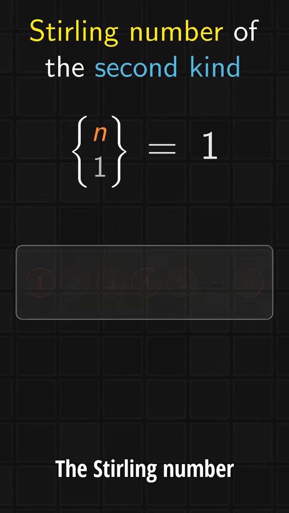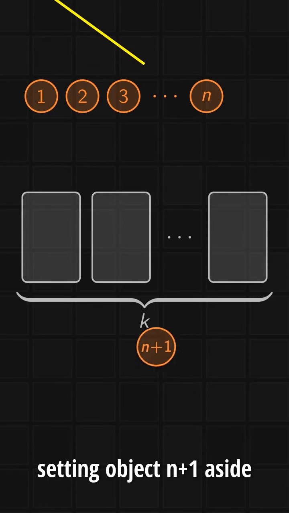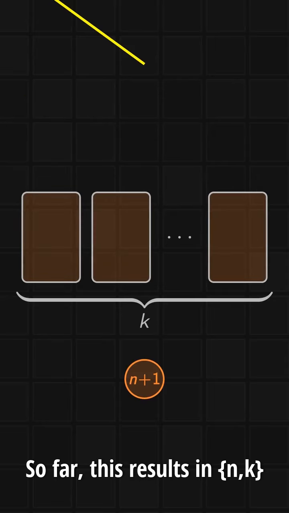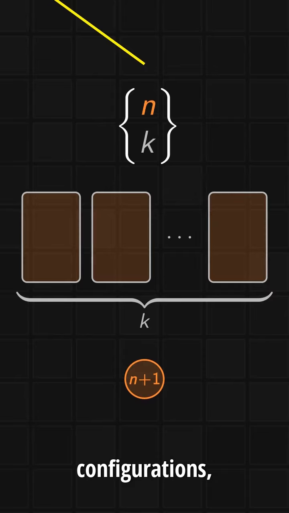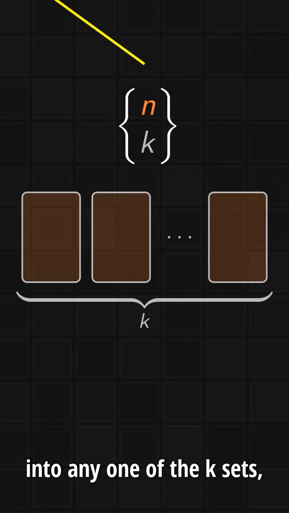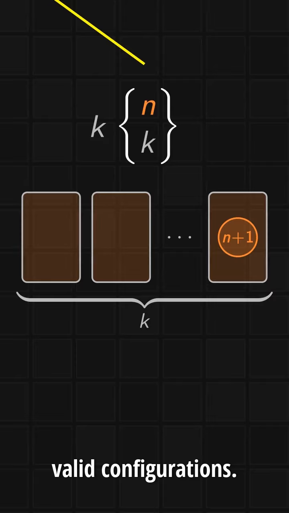The Stirling number of the second kind follows a neat recurrence relation. To find {n+1 \brace k}, we can think of first setting object n plus 1 aside and distributing the remaining n objects among the k sets. So far, this results in {n \brace k} different configurations. For each one of these configurations, we can place object n plus 1 into any one of the k sets, resulting in k times {n \brace k} valid configurations.